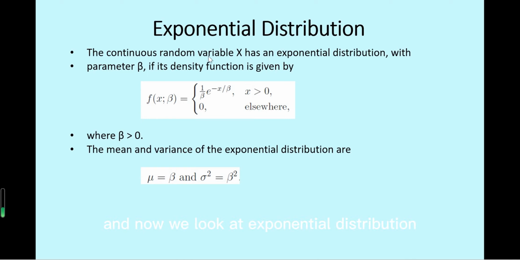And now we look at the exponential distribution. The exponential distribution has density function f of x, beta, where this beta is the same as the parameter in gamma, equals 1 over beta times e to the power minus x divided by beta. So you can see the exponential distribution actually is a special case of the gamma distribution where alpha equals 1, right? And the mean of the exponential distribution is beta and the variance is beta squared.